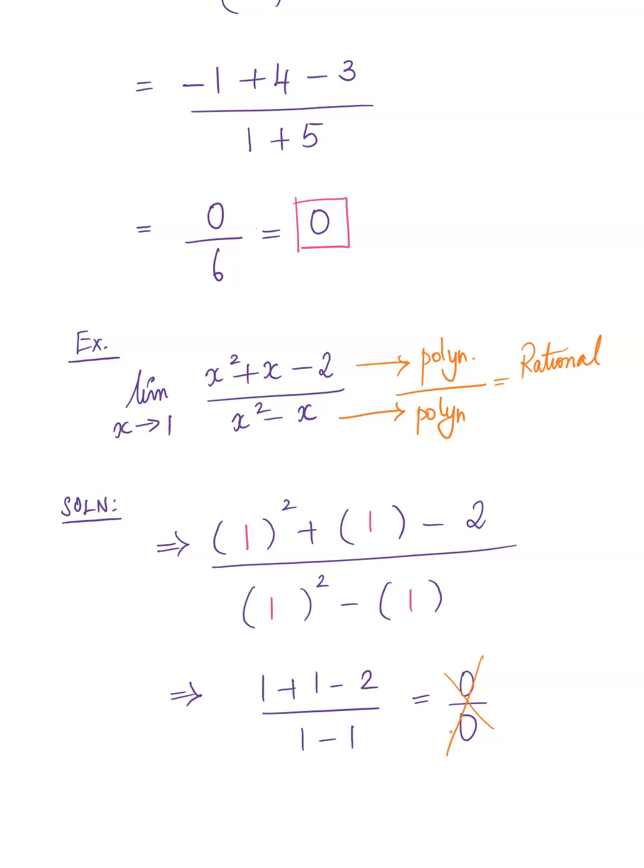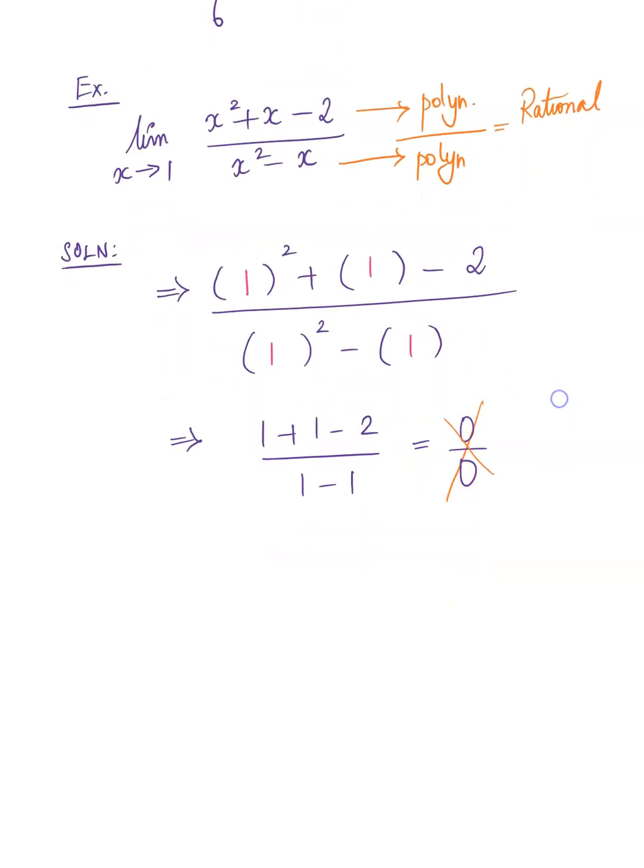So you don't have any meaningful result coming from this. So what's the problem? We did apply the rule. We checked if it was polynomial over polynomial. We did see it was irrational. And we just used the rule, but the rule really failed us.